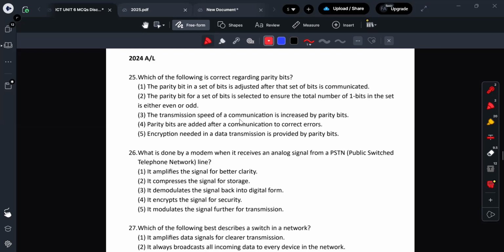Again, they're asking about parity bits. So the parity bit in a set of bits is adjusted after the set of bits is communicated. This is true or false? False, no. Because they are saying after that set of bits is communicated.